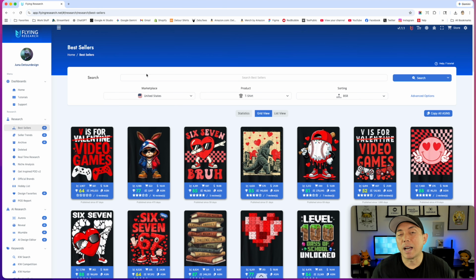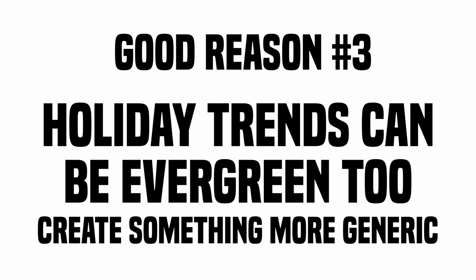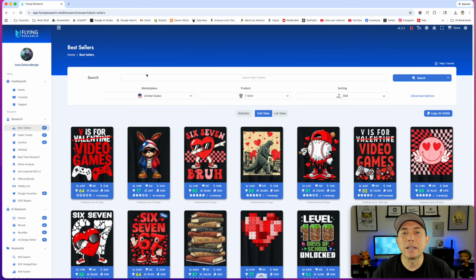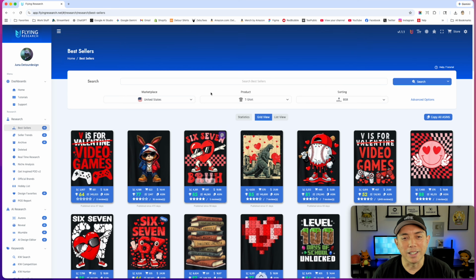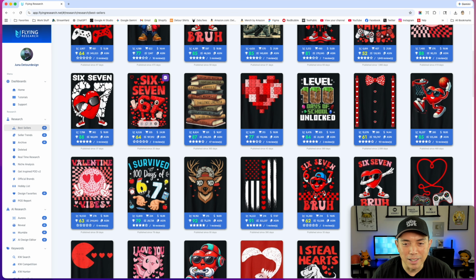Now, the last reason I think you should be doing seasonal holiday trends is that you could create a design that isn't necessarily only for the holiday. You could mash it up and make it an evergreen that will sell both on Valentine's and as something that people wear all the time. So let me show you what I mean. This one with the hearts and peace, it doesn't say Valentine's Day, it has hearts, but I think it could sell. This one right here, Puerto Rico, love for Puerto Rico, not necessarily Valentine's Day. Oh, we're not in Valentine's, we're in something else. Let me see another one.